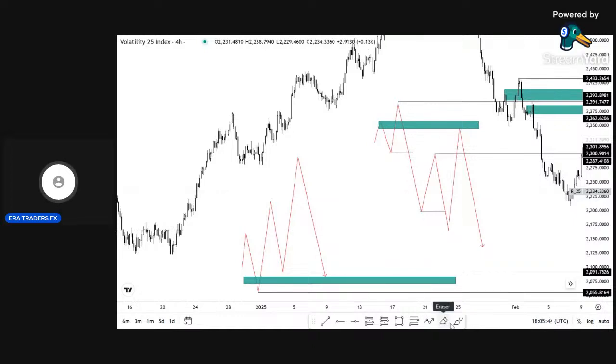And when you do this on the higher time frames, like your 24 hours, your weekly, your monthly, you get better results. And I hope this helps you.